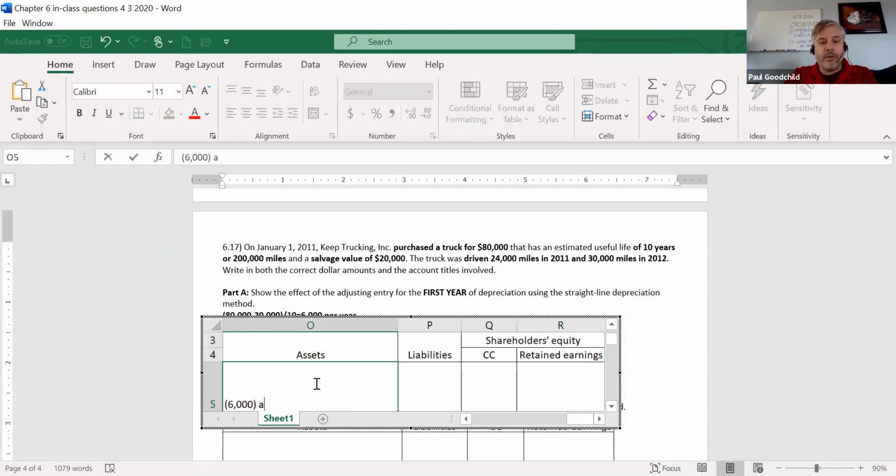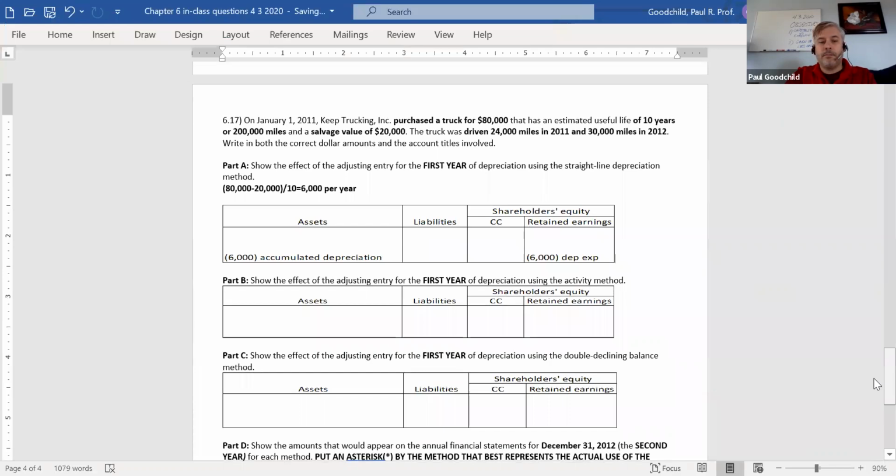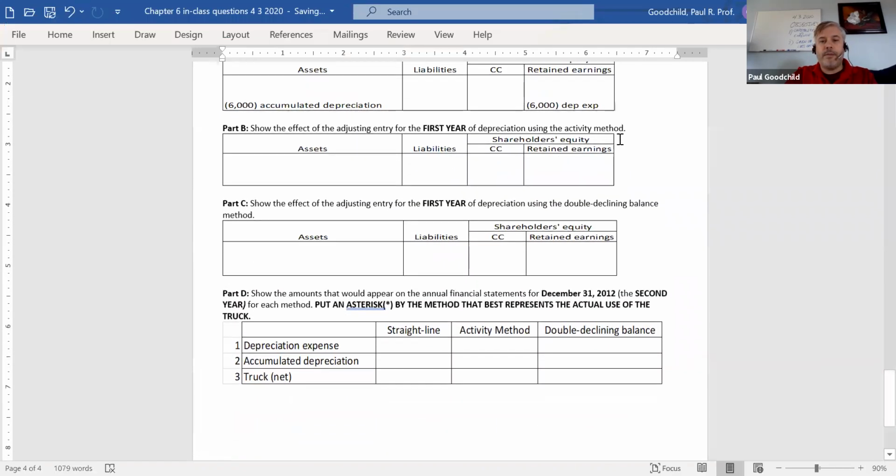6,000 under accumulated depreciation and 6,000 in depreciation expense. Okay. Scroll down.